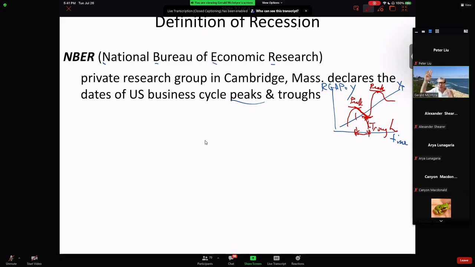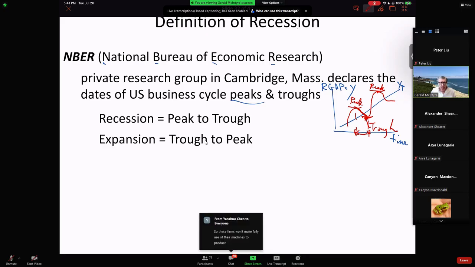Okay. And so the NBER and their key committee, the Business Cycle Dating Committee, declares the peak dates and the trough dates, and therefore defines the start and ending of recessions and the start and ending of subsequent expansions. So a recession is from peak to trough, and a recovery or expansion is from trough to peak.